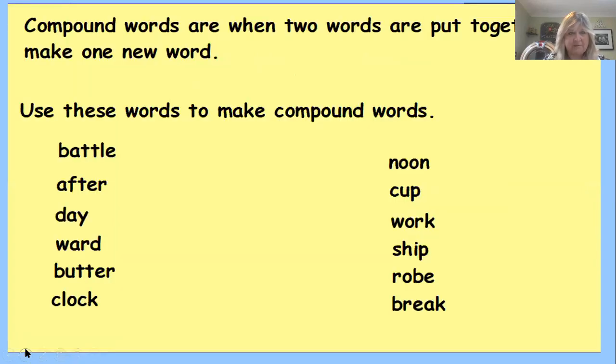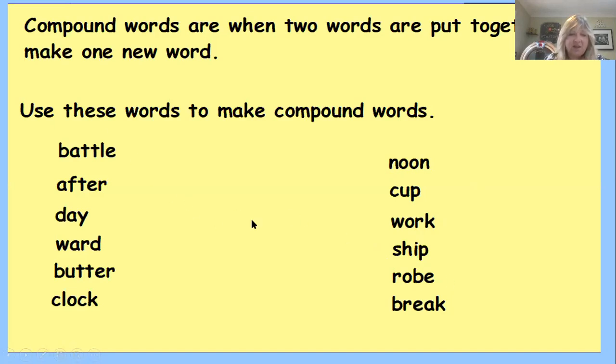Okay, here we go. Now, again, another little recap of something that we would have looked at. Compound words are when 2 words that exist and make sense on their own are put together to make one new word. Okay, so this is a little challenge for you now. Down this side, we have battle, after, day, ward, butter, and clock. All words that stand alone, okay, they make sense. Over here, we have noon, cup, work, ship, robe, and break. And all of these words stand alone.